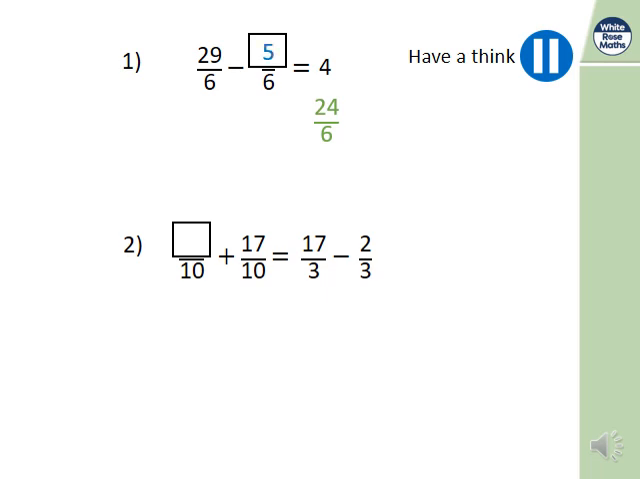Then we had a missing numerator. Something tenths, add 17 tenths is the same as 17 thirds, take away 2 thirds. Well, we know that 15 thirds is equal to 5 wholes. So 5 wholes would be 50 tenths. So if we take that 17 away from 50, our answer would be 33 tenths. Well done if you managed to do those ones.